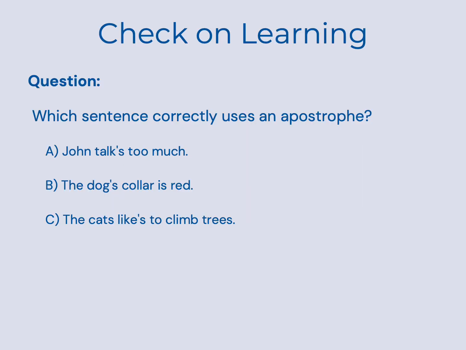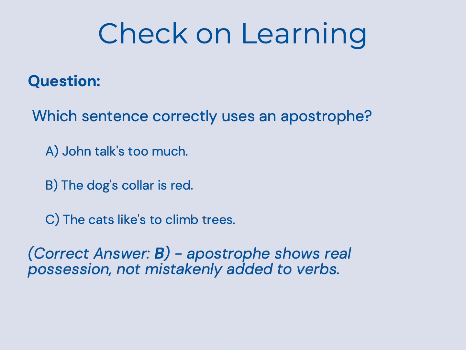Alright, quick apostrophe check. Take a look at these sentences. Only one uses an apostrophe correctly. Remember, apostrophes show possession or contractions, not just random verbs. Think carefully. Which one looks right? The correct answer is B. "The dog's collar is red." Here, the apostrophe shows that the collar belongs to the dog. In the other examples, apostrophes are incorrectly added to verbs like talks or walks.